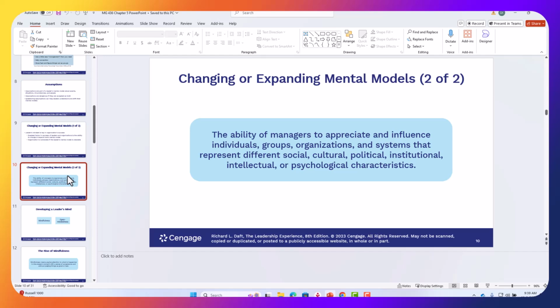Changing or expanding mental models. The ability of managers to appreciate and influence individuals, groups, organizations, and systems that represent different social, cultural, political, institutional, intellectual, and psychological characteristics. So when you're changing your mental model, one of the things you'll find is you don't have blinders on. You realize there are a lot of variables and factors that come in there. You can appreciate all these different things coming at you by way of diversity, and understand that there's no one way to do things. Based upon the different external variables and diversity, that may determine the mental model you need to have.